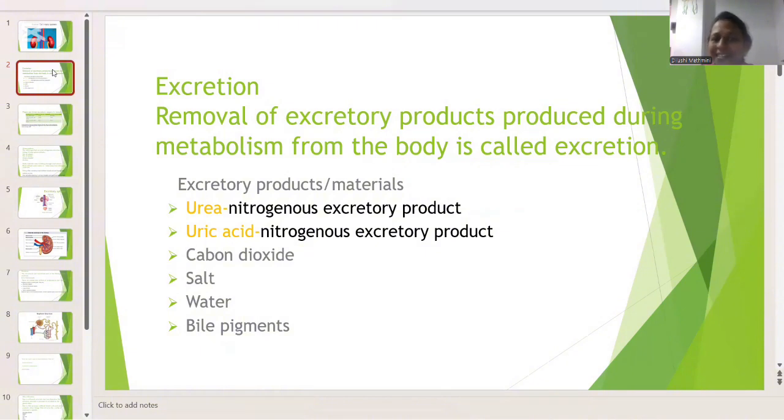What are excretory products or materials? They are urea, uric acid, carbon dioxide, salt, water, and bile pigments. Out of them, urea and uric acid are considered nitrogenous excretory products because they contain nitrogen.